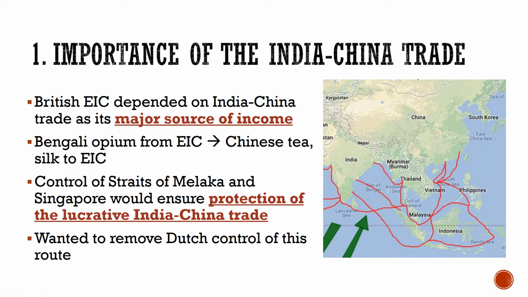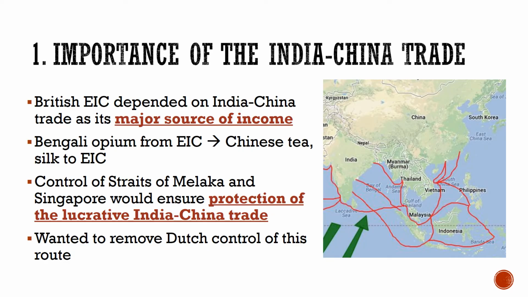The next point, I'm going to give you an example. For example, the EIC traded Bengali opium, which is a kind of medication, and they traded for Chinese tea and silk. Why did they choose to trade that? Because back home in Britain, they didn't have Chinese tea and silk. So it was very valuable and they wanted to trade that with China.